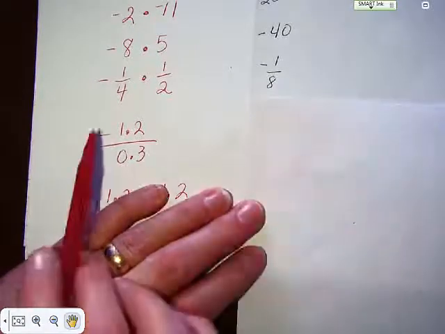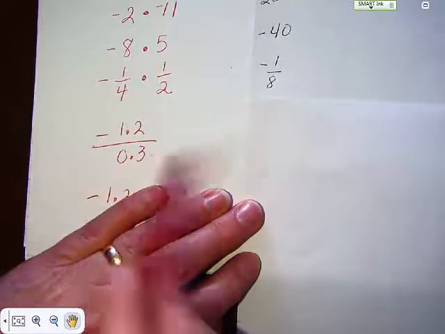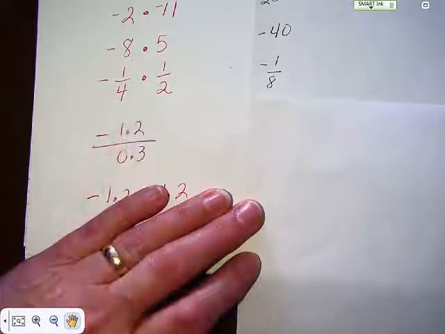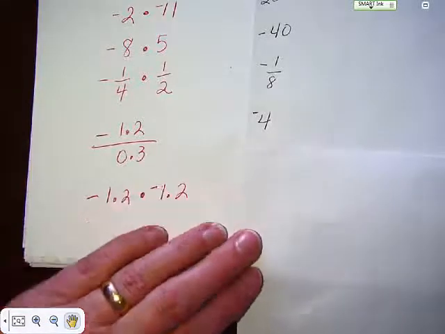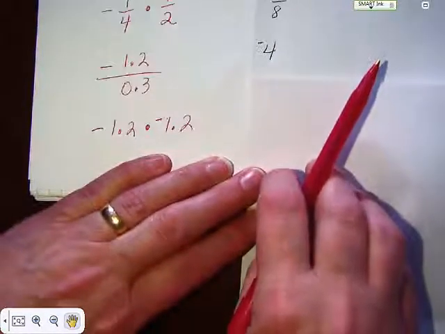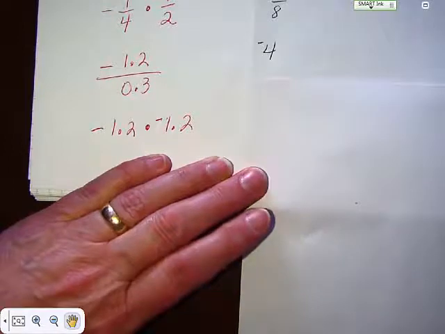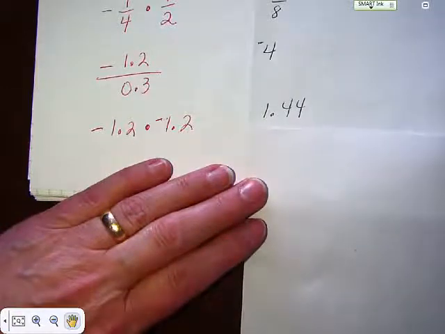Okay, a negative 1.2 divided by a positive 0.3. That looks kind of like a fraction, but it's a division problem. Well, the answer will be negative, and it will be negative 4. Last but not least, we have a negative 1.2 times a negative 1.2. It will be a positive answer, 1.44.